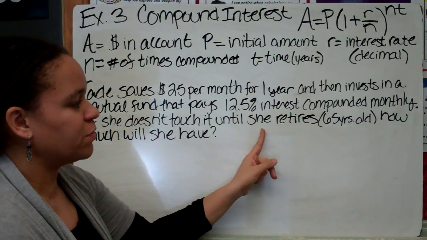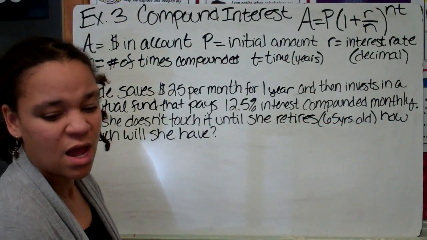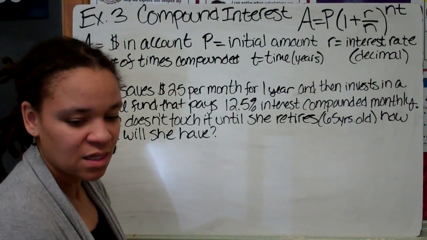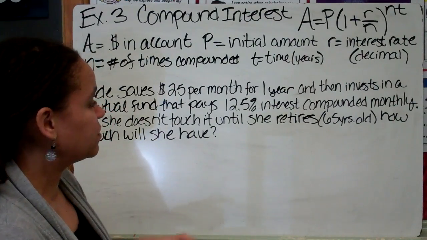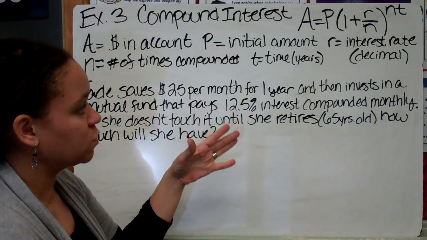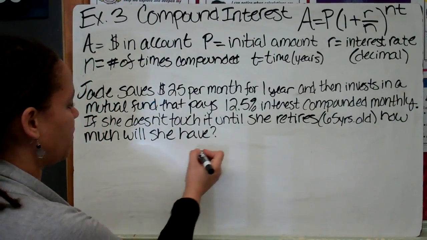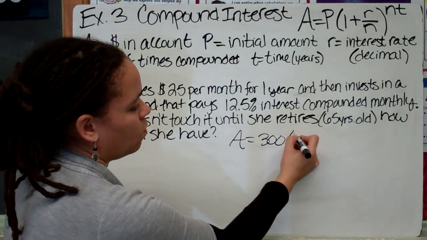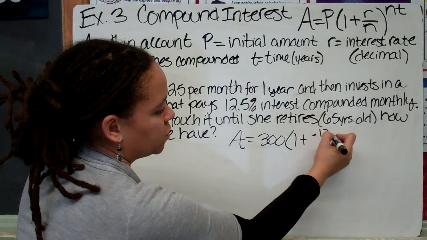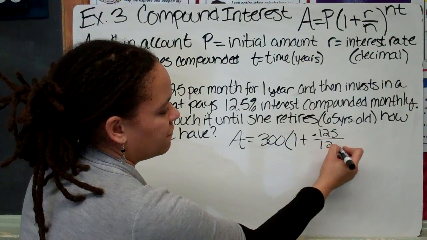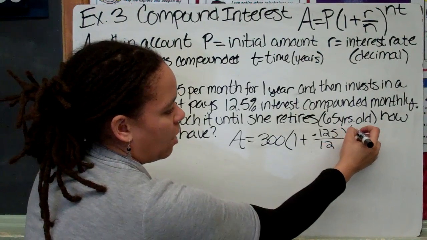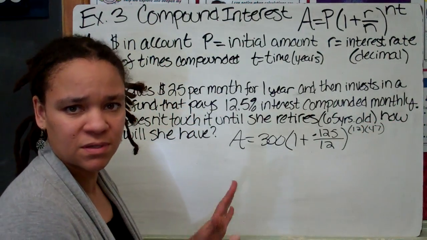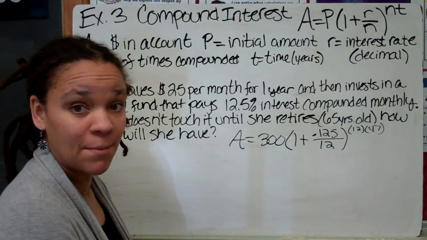So if she doesn't touch it until she retires, which will be at 65 years old, and let's assume Jade's around 18, how much will she have? So let's see how much you would put in. If you save the $25 a month for 12 months, you would have $300. So our formula is going to look like this: $300 times (1 plus the rate as a decimal, 0.125, divided by 12, because it's compounded monthly) to the power of 12 times 47 years. So just save $300 and leave it alone for 47 years. How much do you think you'll have?